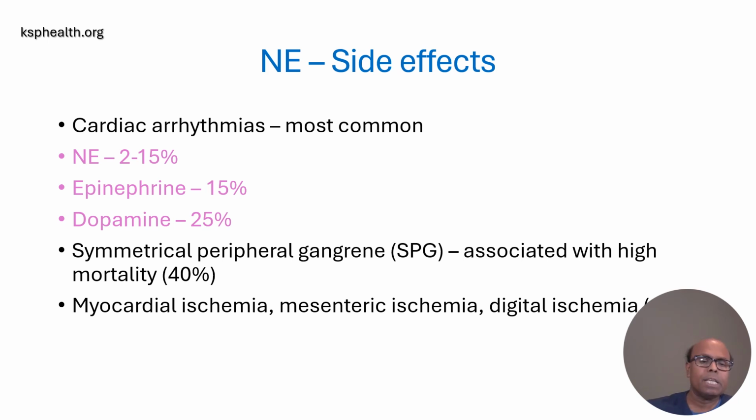It also can cause symmetrical peripheral gangrene, otherwise called SPG. When it develops, it's associated with high mortality. The good news is oftentimes the SPG develops because of DIC rather than the vasopressors. Norepinephrine can cause myocardial ischemia, mesenteric ischemia, and digital ischemia. Those adverse reactions happen in 10% of patients.